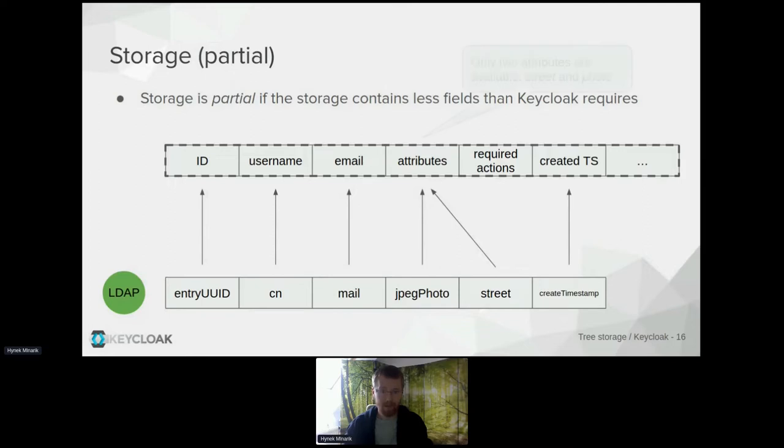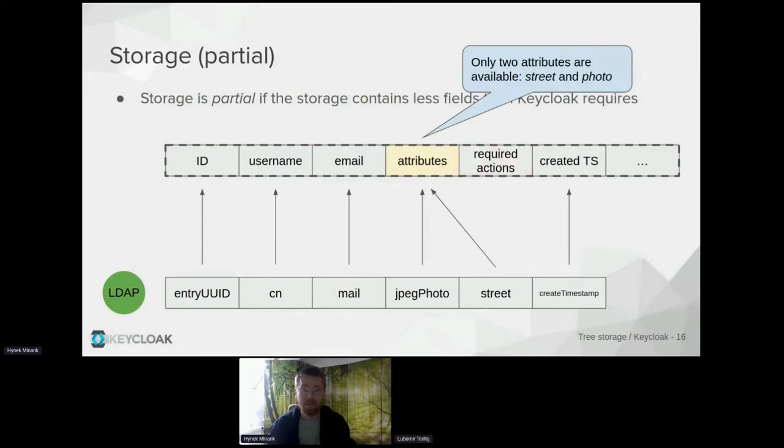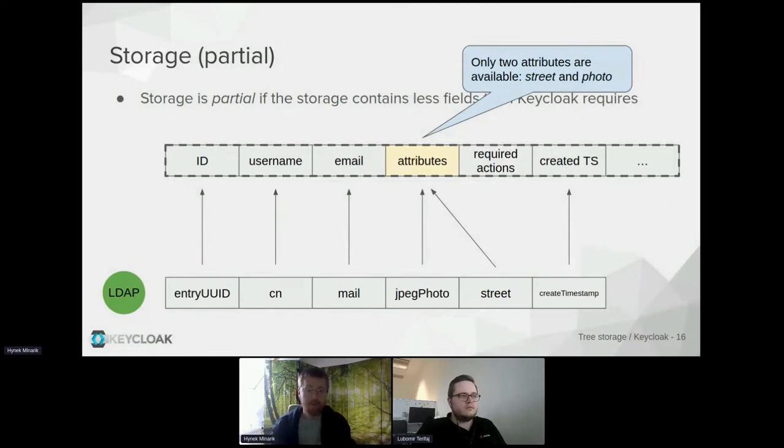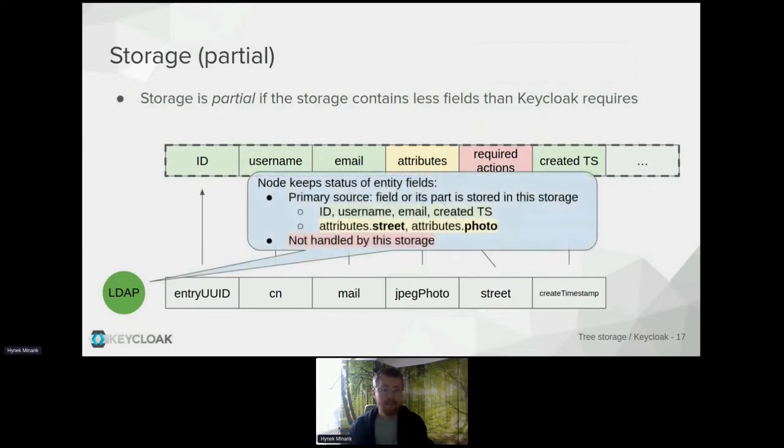So in the node, I should probably say it slightly differently. We would turn the JPEG photo and street into two attributes, street and photo. And we know that this LDAP doesn't contain anything regarding the required actions. So what we need is to store in the node the status of the entity fields. We know that the LDAP needs to spit out objects of this type, map user entity, and we know that only a few of them are really filled. So we have to keep track of those, and that is exactly what we are doing here.